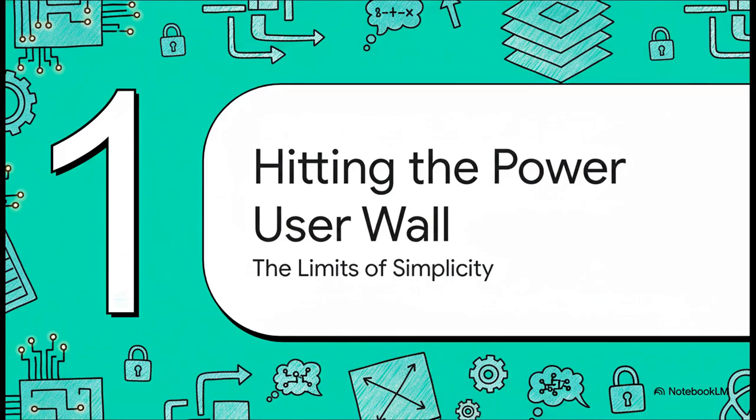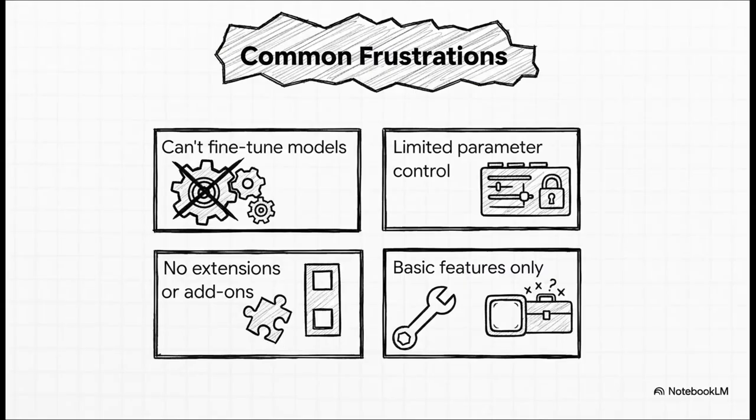It's a classic problem. You've basically hit what I call the power user wall. That's the point where a tool's simplicity stops being a feature and starts becoming a cage. And here are the signs, right? You want to fine-tune a model, but you can't. You want to control every little parameter, but the options just aren't there. You're wishing for extensions or add-ons? Basically, you've outgrown the starter kit. It's time for an upgrade.